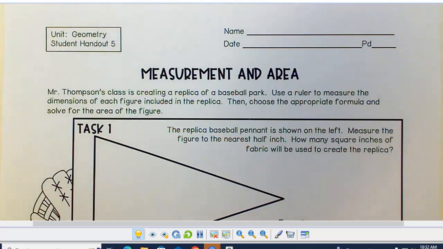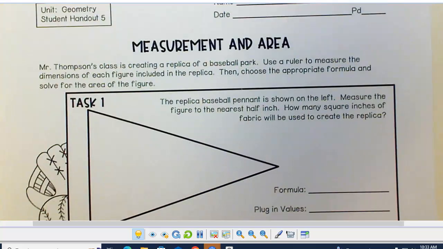Okay, follow along with me as we complete this sheet together. We're in the geometry unit. This is student handout number 5, measurement and area. Mr. Thompson's class is creating a replica of a baseball park. Use a ruler to measure the dimensions of each figure included in the replica. Then choose the appropriate formula and solve for the area of the figure.